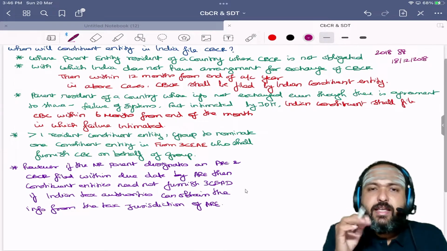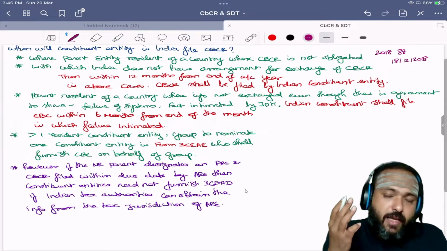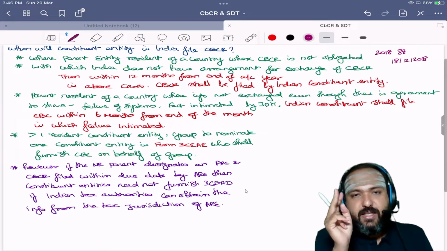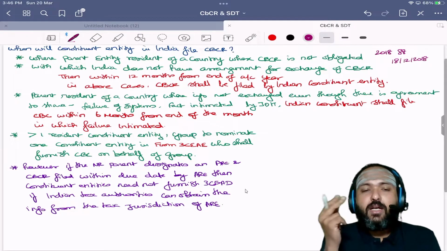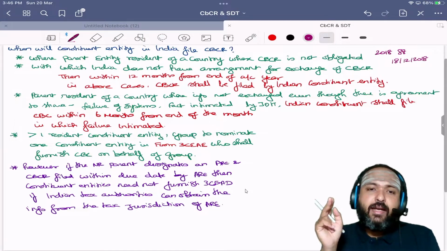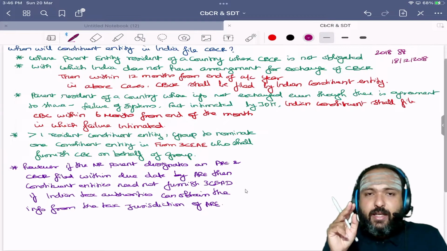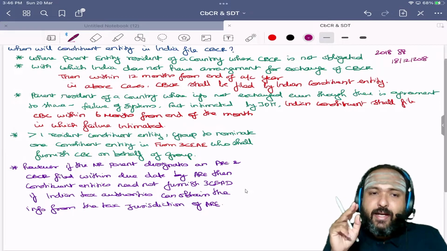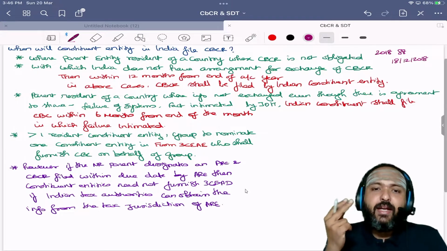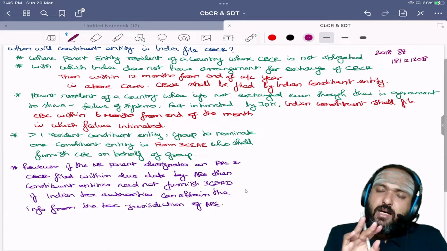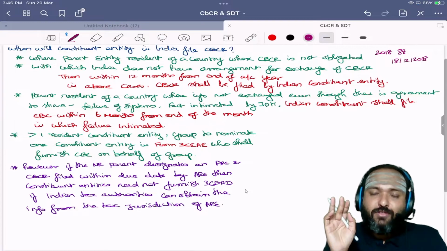Suppose, in the Acer example, there are two entities in India instead of one entity. Then one resident constituent entity can be nominated in Form 3C EAC, who shall furnish the Form 3C EAC on behalf of the group.